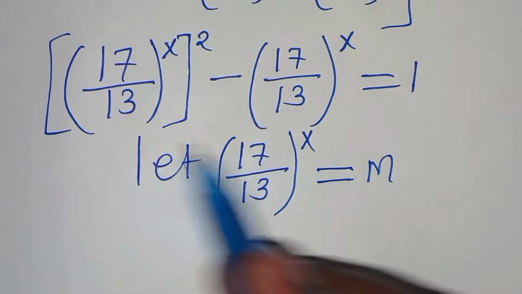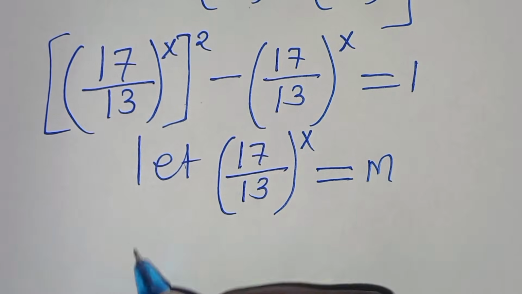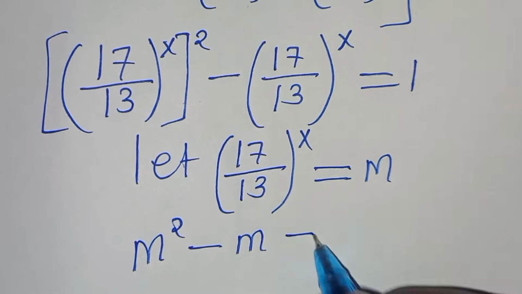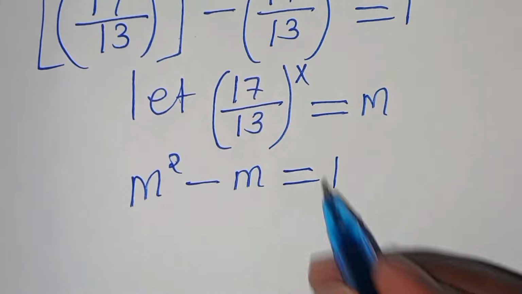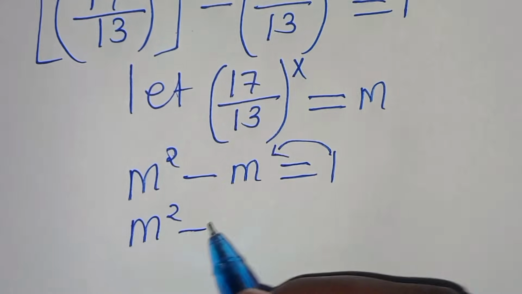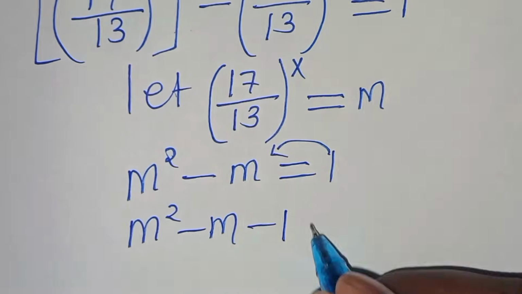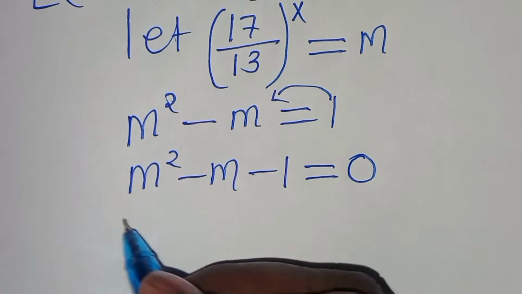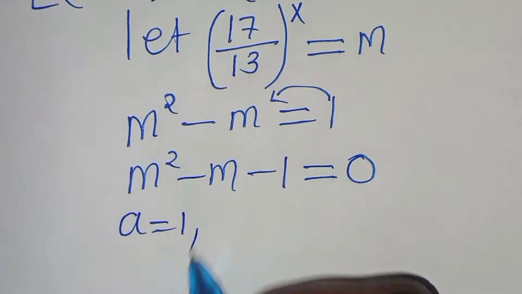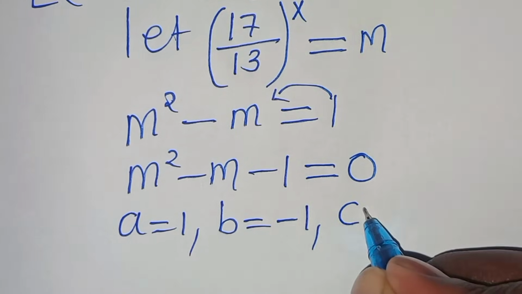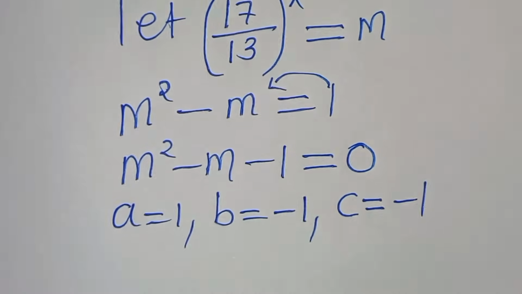Now let's express this equation in terms of m. So this is m squared minus m. This is equal to 1. So let's take 1 to the left hand side so that we have m to the power of 2 minus m minus 1 equal to 0. This is a quadratic equation where we have a is equal to 1, b is equal to minus 1, and c is equal to minus 1.